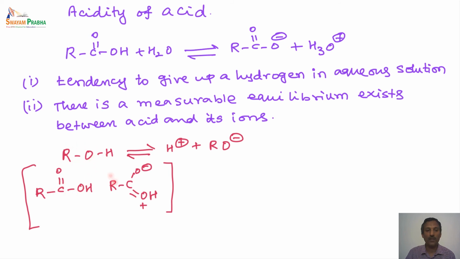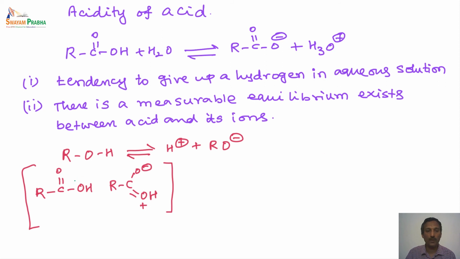And if we have to write a dissociation of carboxylic acids, we can write like this. The oxygen is electronegative. So this oxygen can pull the electron towards itself, then making this oxygen has a lone pair here.